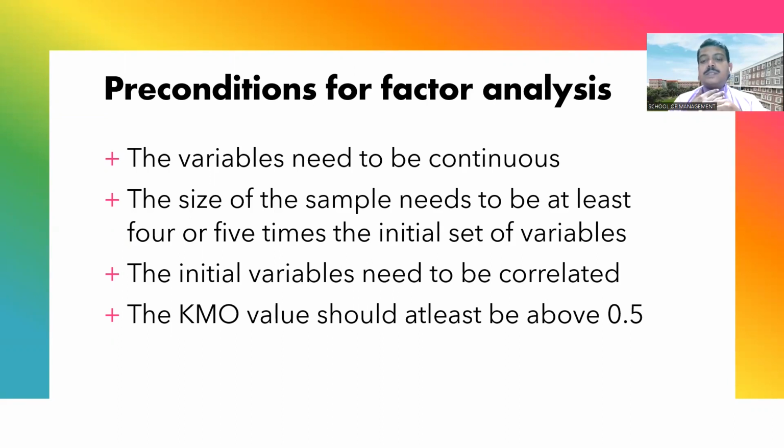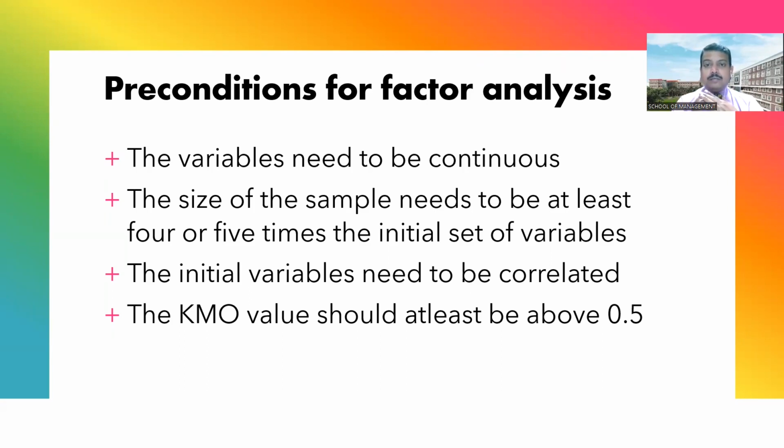The initial variables need to be correlated. Whatever variables you have, they should have correlation between them, because they are measuring a particular concept, so they should have sufficient correlation. And then there is a statistic we'll be using, the KMO, Kaiser-Meyer-Olkin coefficient. We'll be using the test. When I run it, you will understand. This KMO value should be at least above 0.5.